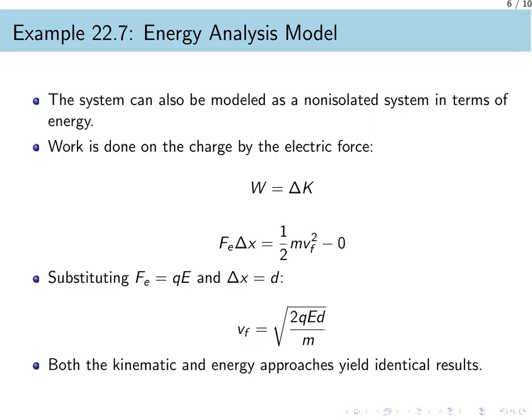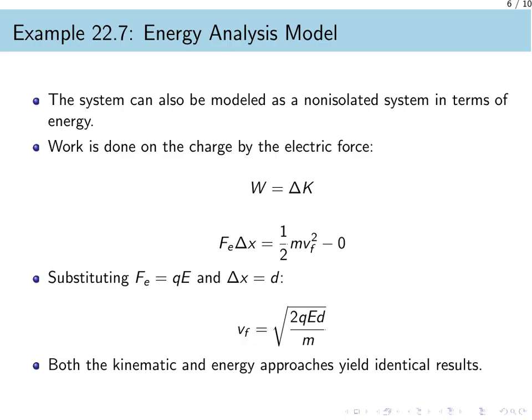We can write this relationship as the electric force multiplied by the displacement equals the final kinetic energy, which is 1/2 times mass times final velocity squared, minus the initial kinetic energy of 0. By substituting the electric force with the product of charge and electric field, and replacing the displacement with the distance d, we can algebraically solve for the final velocity.